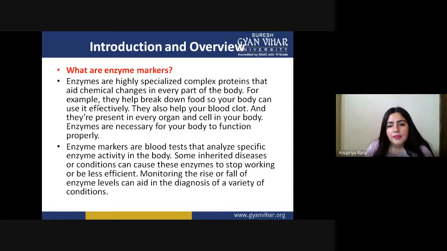On the basis of the study of enzymes, we will be able to know what the basic problem is inside the body, inside the cell, inside the organ. Monitoring the rise or fall of enzyme levels can aid in the diagnosis of a variety of conditions. So when we study these conditions, we are able to find several things about our body conditions.